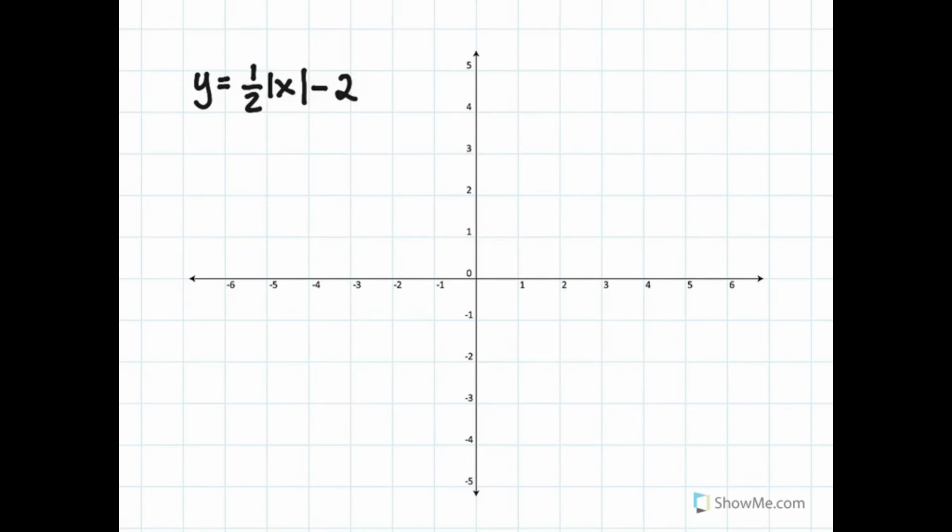To graph y equals 1/2 the absolute value of x minus 2, I look at the constant, negative 2. That's going to be where the vertex of the graph is. The multiplier is positive, so it's going to be a V facing up, and the slope is 1/2 on the right and negative 1/2 on the left. So I have a wide V whose vertex point is at negative 2.